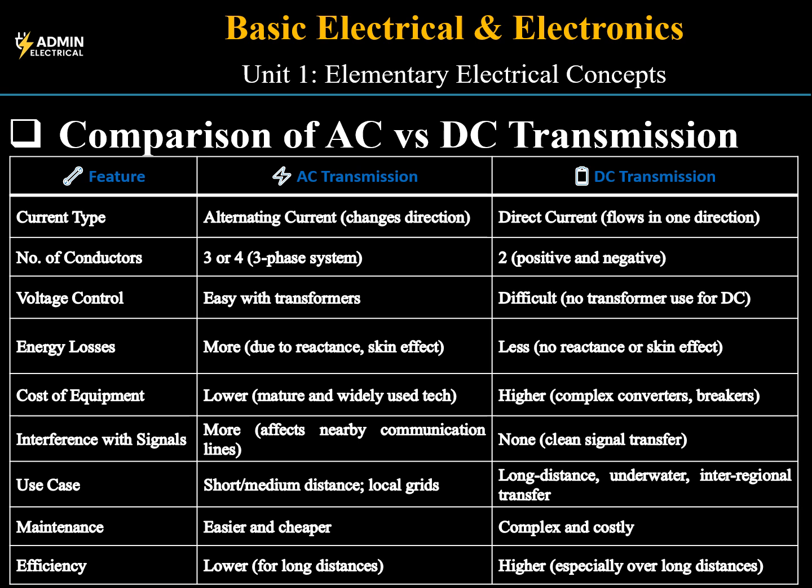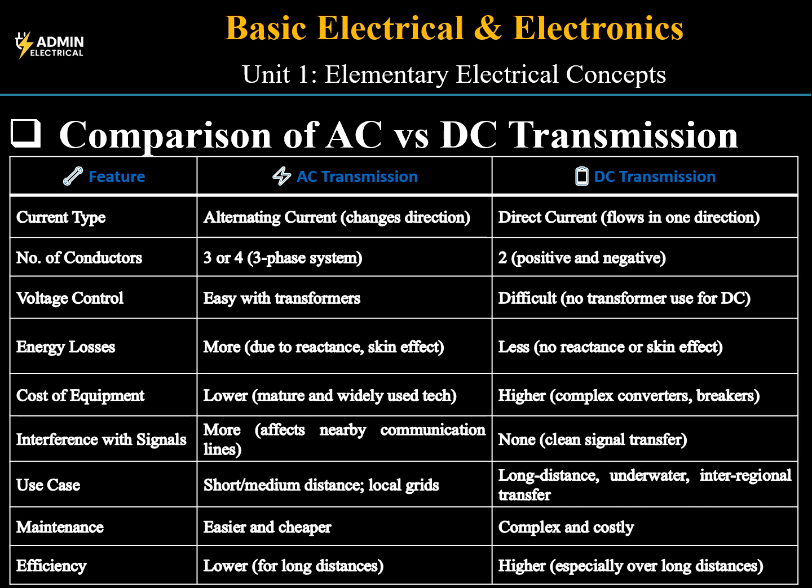AC systems use transformers, which are cheaper and widely available. This makes AC transmission cost-effective. On the other hand, DC systems need expensive converters and special switchgear, so the overall setup cost is higher. 3. Voltage control. In AC transmission, voltage can be easily stepped up or down using transformers. This is very useful for transmission and distribution. In DC transmission, voltage control is more difficult since transformers can't be used directly with DC.